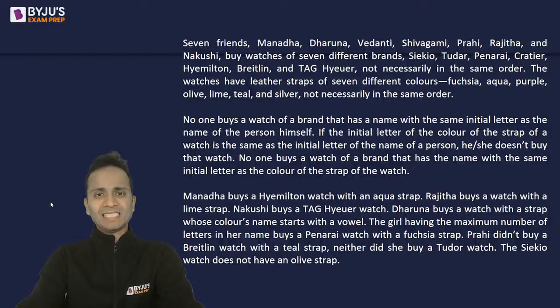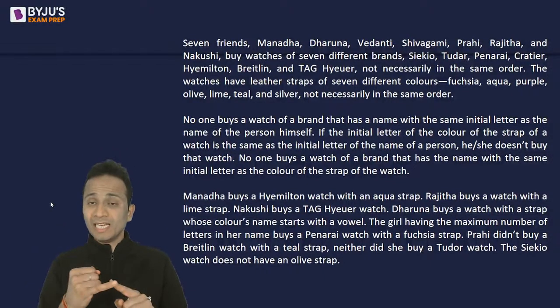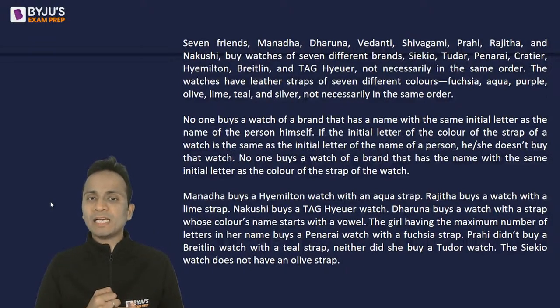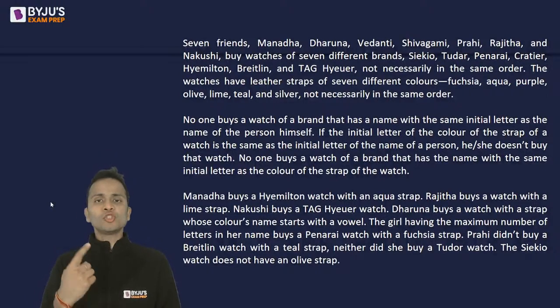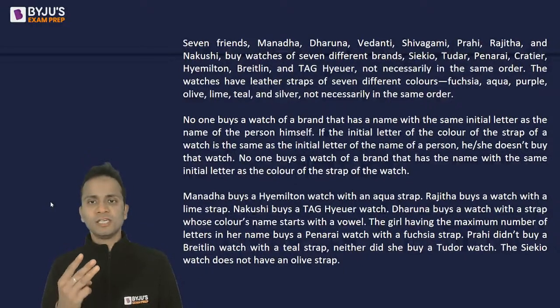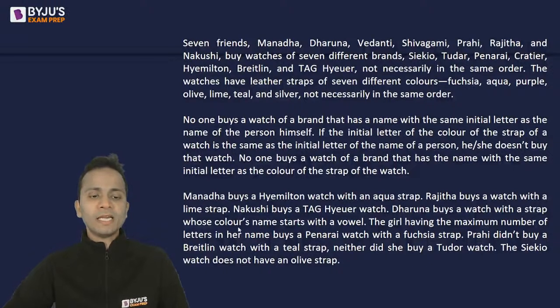So I'll make a blank table. Here we can see that we have three parameters: the names of these friends, the seven different brands of watches that they are wearing, and the watches have leather straps of seven different colors. So we have seven names, seven brands, and seven different colors, not necessarily in the same order. Now, this second paragraph is very important.